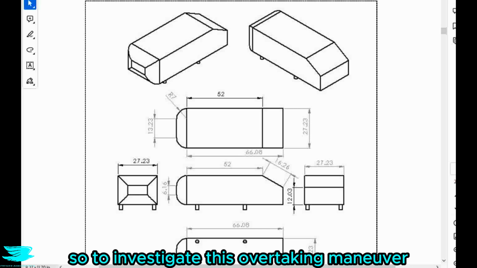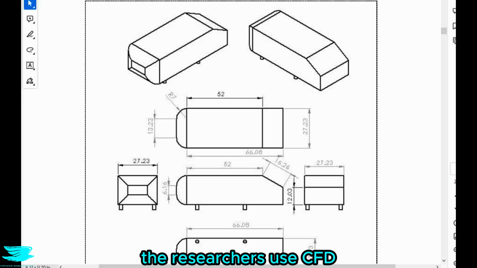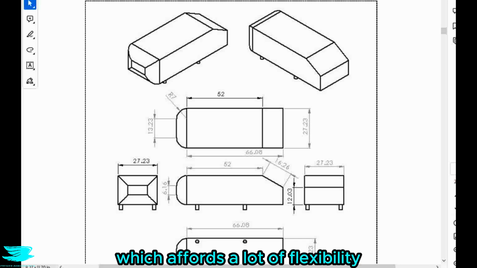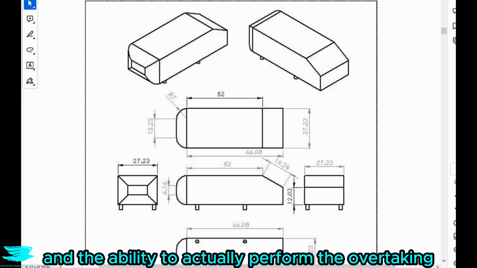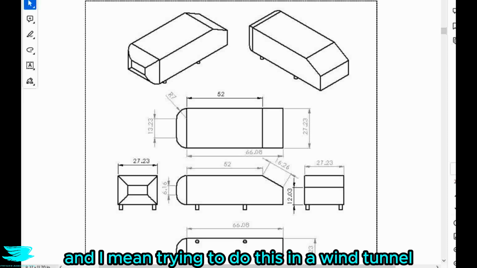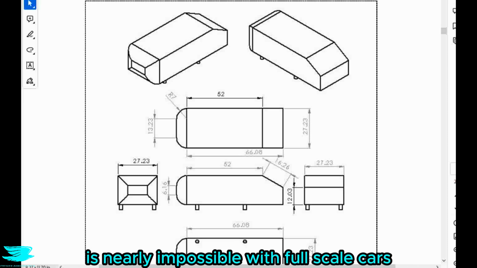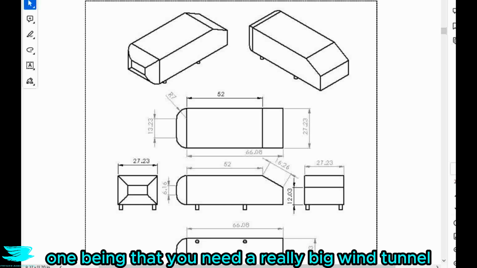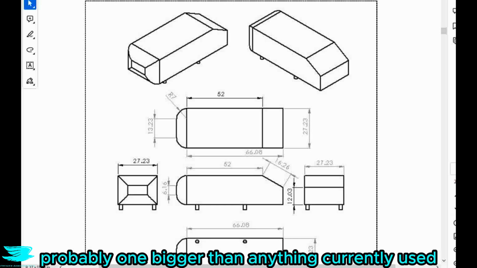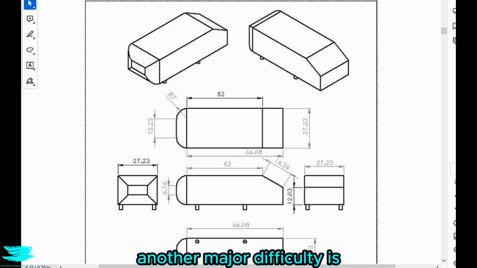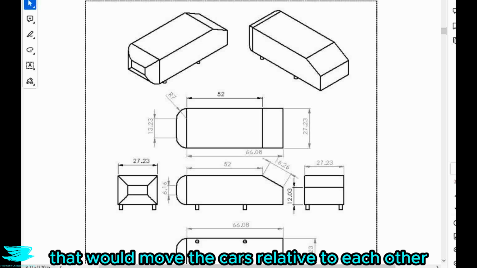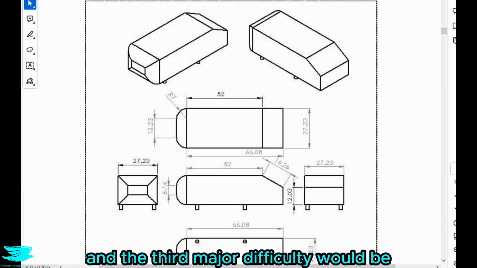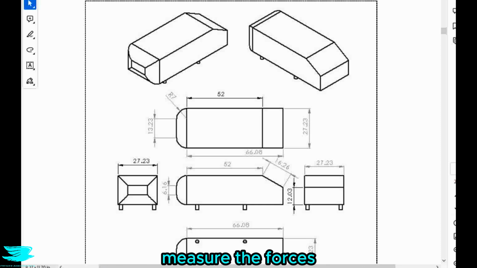To investigate this overtaking maneuver, the researchers used CFD, which affords a lot of flexibility and the ability to actually perform the overtaking. Trying to do this in a wind tunnel is nearly impossible with full-scale cars, for a few good reasons. One being that you need a really big wind tunnel, probably one bigger than anything currently used. Another major difficulty is the wind tunnel mechanism that would move the cars relative to each other. And a third major difficulty would be the system that would then measure the forces.